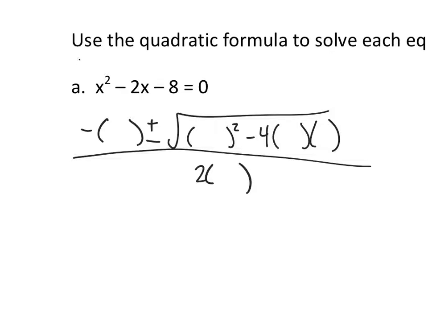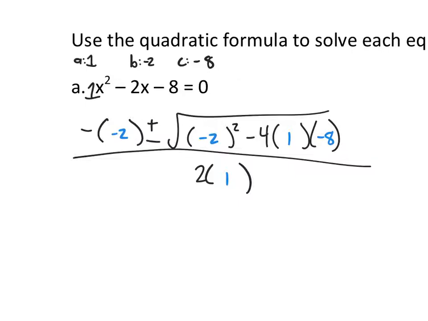And for this one, our A is the invisible 1, that's with the x squared. Our B is the negative 2, and our C is the negative 8. The quadratic formula says negative B, so we put our negative out front, and then our B, which is also a negative, right there. B goes here as well. A values go there, and the C shows up one time right there.